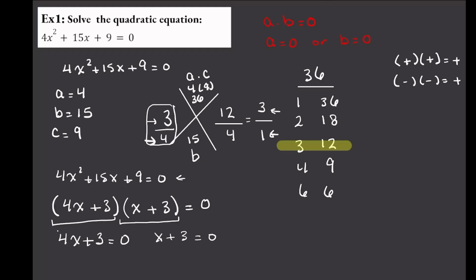Then we solve for x. By subtracting 3, we get 4x equals negative 3, and then x is equal to negative 3/4. And here we subtract 3, so x is equal to negative 3. Hence, we say that our x-intercepts for this quadratic equation are x equals negative 3/4 and x equals negative 3.